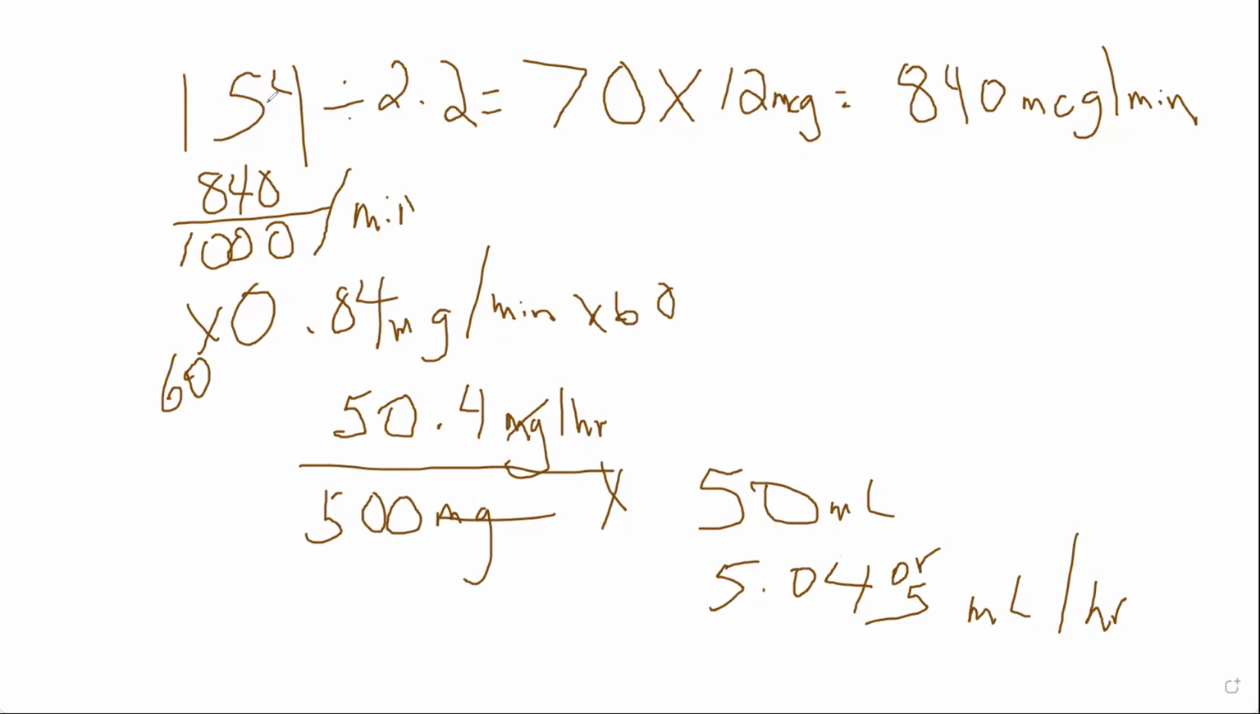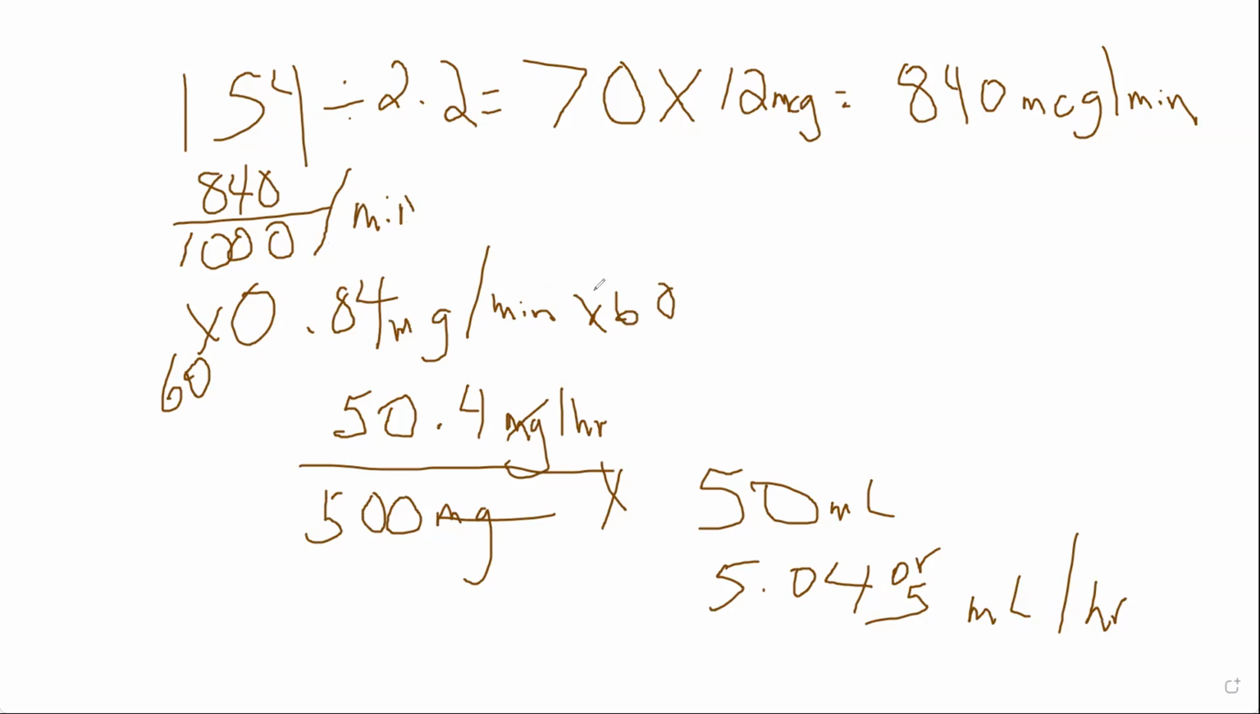Okay, so I started with the weight, divided that by the 2.2. That gave me 70. And I multiplied that times my 12 micrograms per minute. That gave me 840 micrograms per minute. Now we're dividing by 1,000 in order to get milligrams per minute. So we divided by 1,000. That gave us 0.84 milligrams per minute.